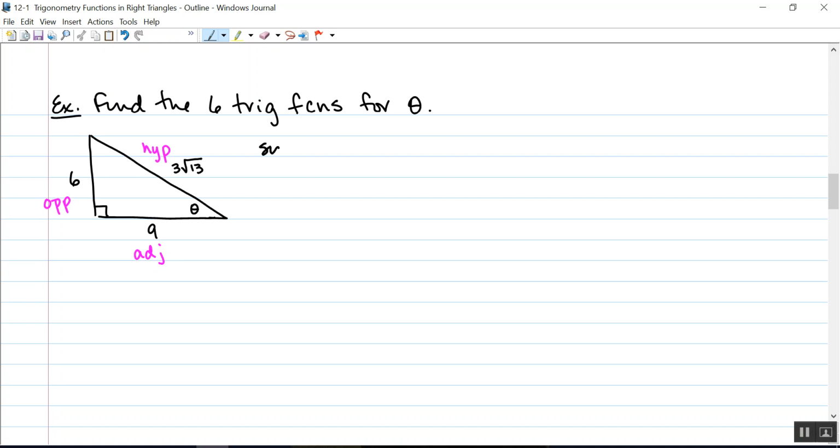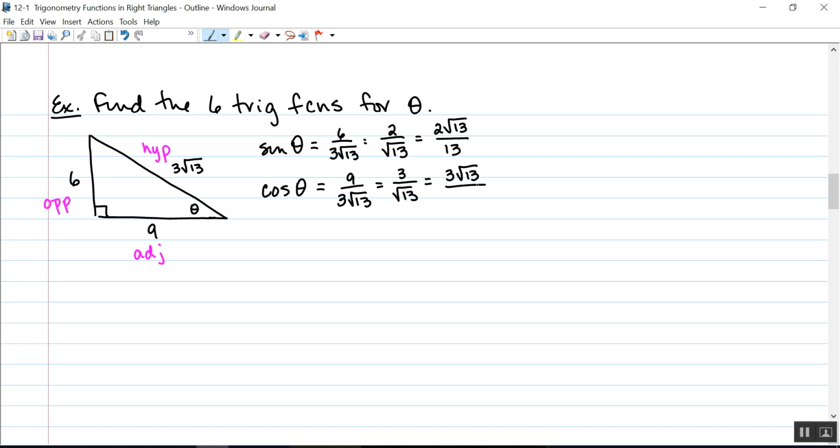Sine of theta is going to be opposite over hypotenuse, or 6 over 3 square root of 13. I can simplify that to 2 over the square root of 13, but recall that I cannot have a radical in the denominator, so I'm going to multiply top and bottom by square root of 13, and that gives me 2 square root of 13 over 13. Cosine of theta is adjacent over hypotenuse, which is 9 over 3 square root of 13, which simplifies to 3 over the square root of 13, and rationalizing that denominator gives me 3 square root of 13 over 13.